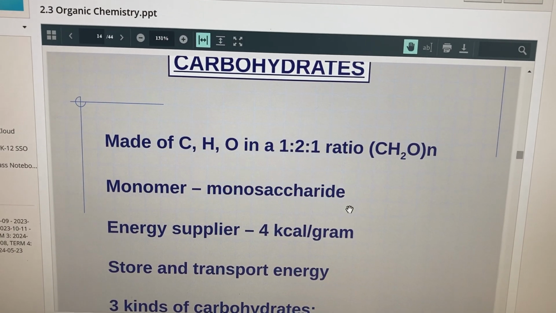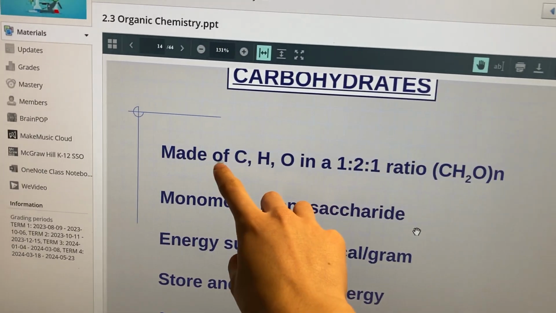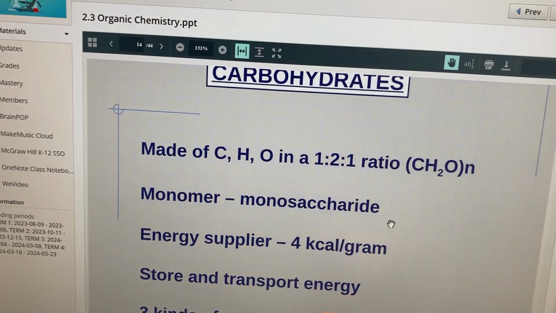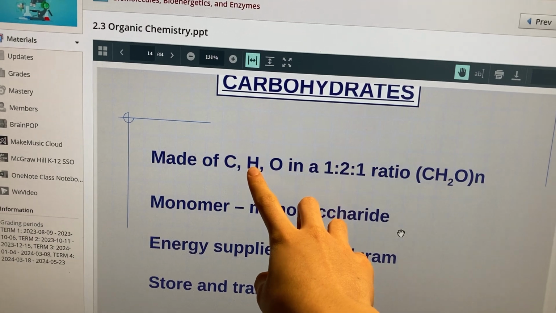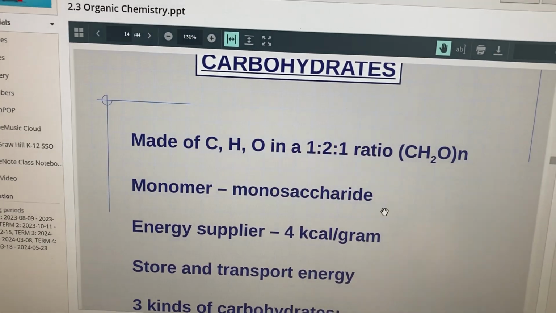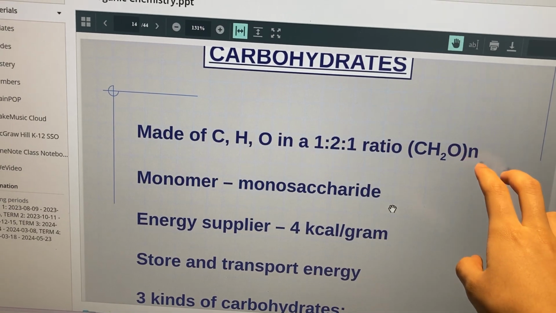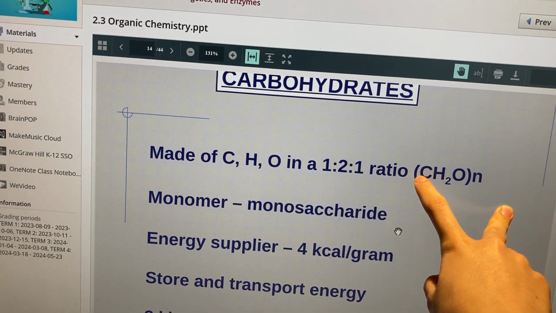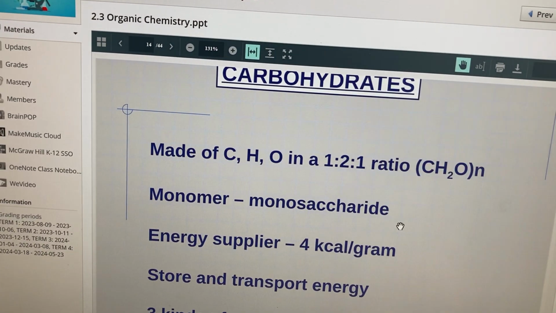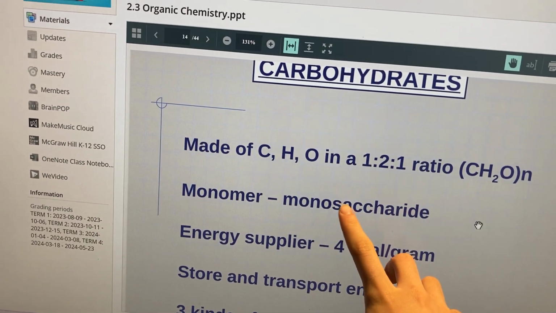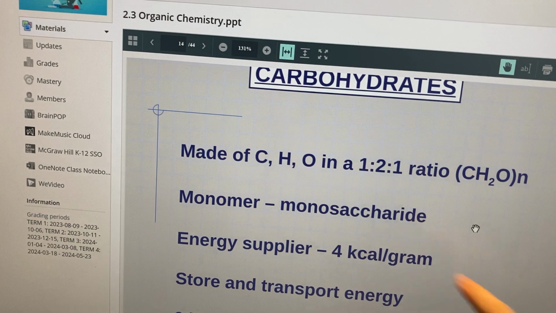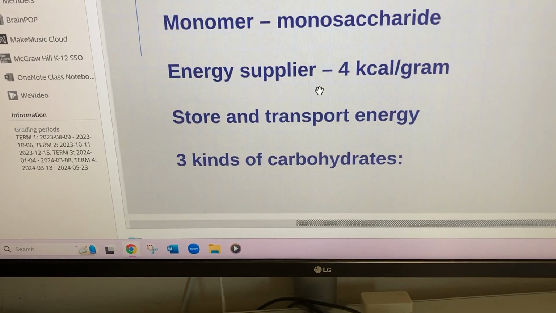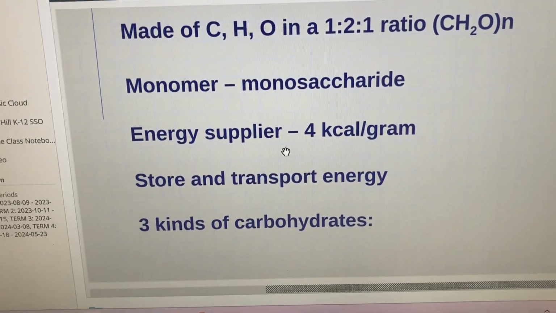First of all, carbohydrates contain carbon, hydrogen, and oxygen. And since it says here it's in a 1 to 2 to 1 ratio, which means there's 2 times as much hydrogen as there is carbon and oxygen. And so if there was an N amount of carbon, then there'd be 2 times as much hydrogen as carbon and oxygen. That's what this means. Okay, and the monomer for carbohydrates is called monosaccharide. And then this stuff isn't really important, but basically carbohydrates are used to store energy and transport energy.